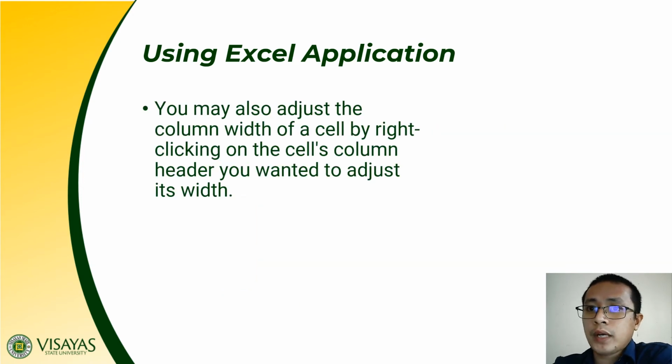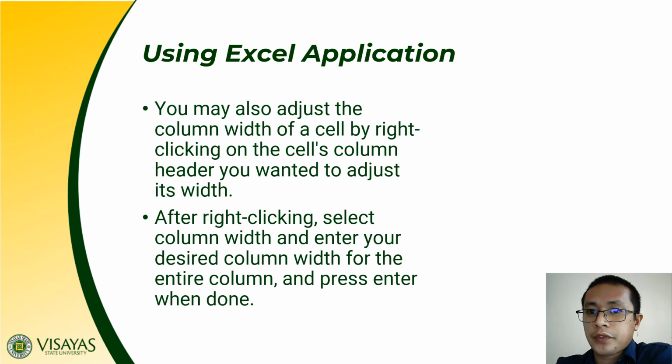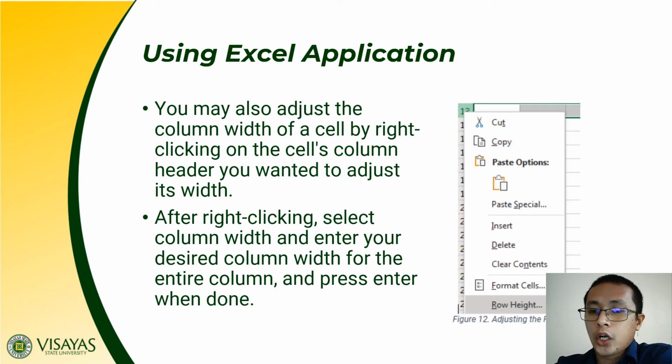You may also adjust the column width by right-clicking the column header of the column you want to adjust. After right-clicking, select column width and enter the desired column width for the entire column, and then press enter when done. Similarly, you can right-click on the row header and then choose row height.